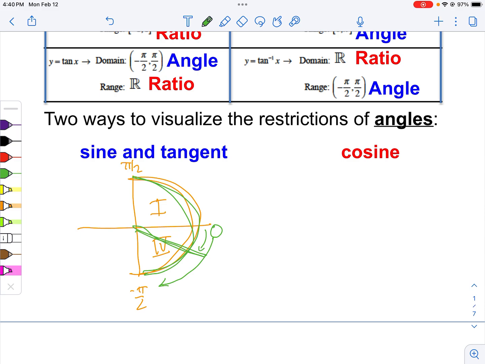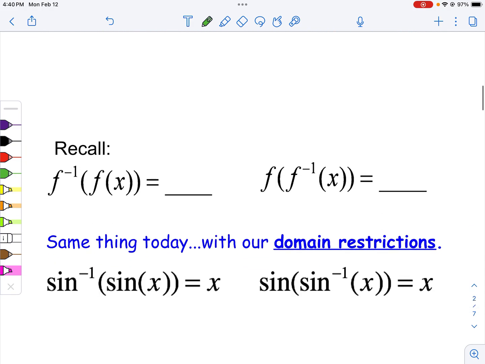So if it's an angle down in quadrant 4, we've got to make sure we refer to it as a negative angle. Cosine is restricted from 0 to pi, right? All the angles are restricted from 0 to pi. So cosine only has inverse functions in quadrant 1 and quadrant 2 when we're looking for those angles. So sine and tangent have to be from negative pi over 2 to pi over 2, so in quadrants 1 and 4, and then cosine from 0 to pi.